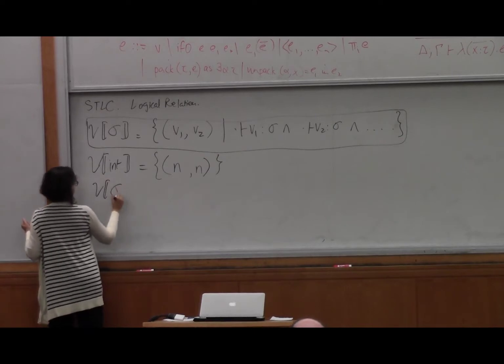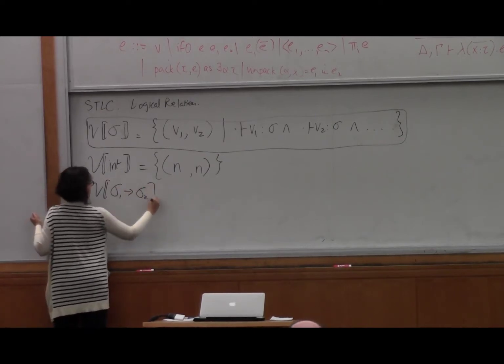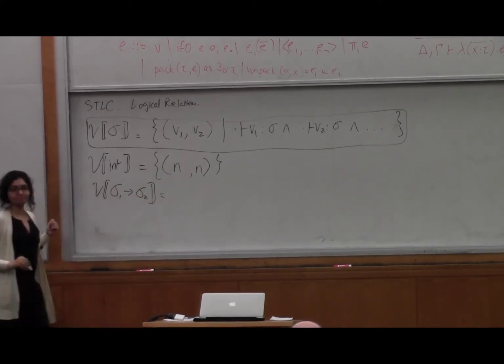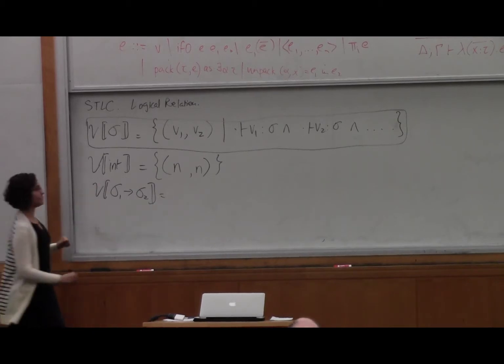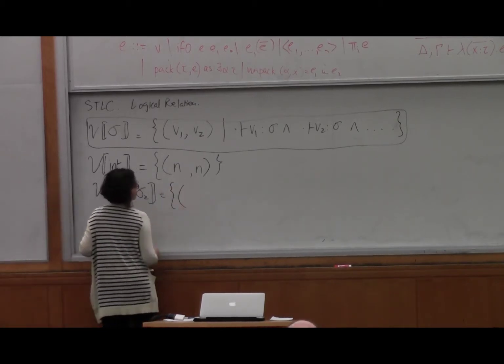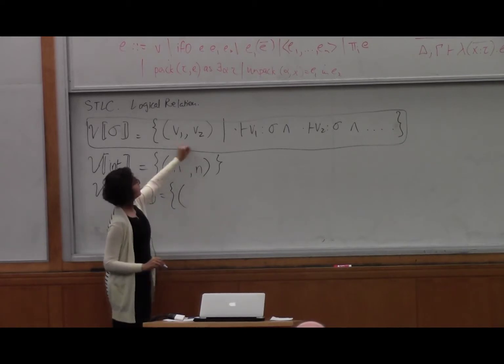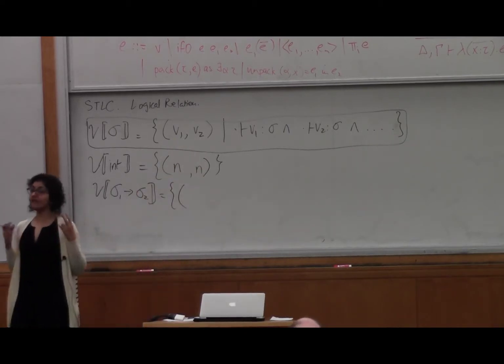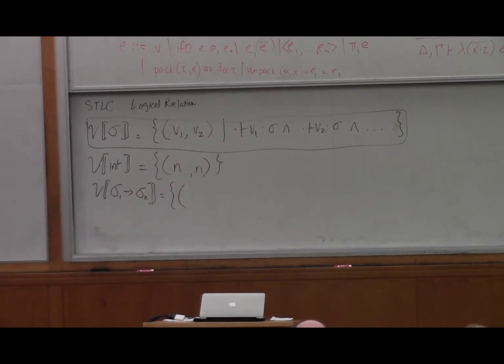Next, function. When are two functions related? So what shape of values should I put in here? I need to put in a v1 and a v2, and they both better be values in our source language of function type. So they have to be two lambdas. All right.